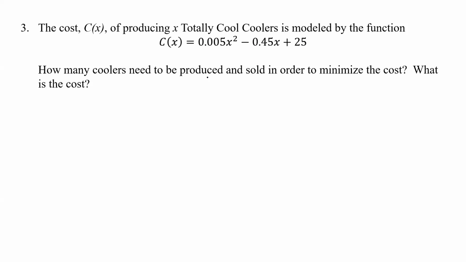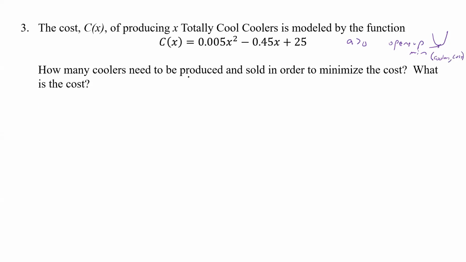Well, why do we want to minimize? Well, if we think about this here, a is greater than 0, so it opens up, and so we're going to get a minimum value at one point, okay? And so that's what we're needing to look at, is find the minimum. And so what is our minimum going to be? Well, in this case, it's going to be x, which is coolers, comma, and then the other value is going to be our cost. Okay, so it's coolers, comma, cost for our vertex.